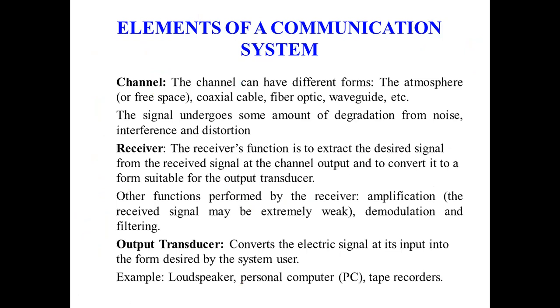Now for transmission we need a channel, a medium, a path, like the road that is there for the car to proceed on. Similarly, for the transmission of the signal, we need a channel. We can utilize the atmosphere, the free space, and that would be a wireless connection.